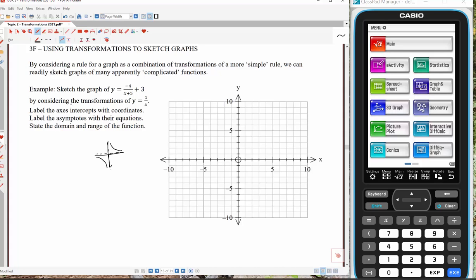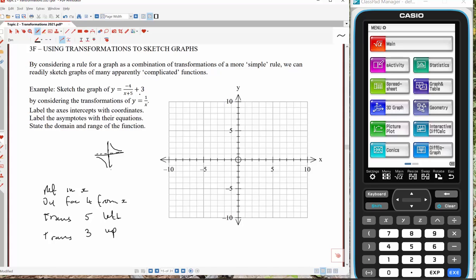Now, what we'll do is read off the transformations. This negative means it's a reflection in X. I'm not going to write them out officially, I'm just going to quickly shorthand them down here. This 4 means it's a dilation factor 4 from X. This means a translation 5 to the left and translation 3 up.